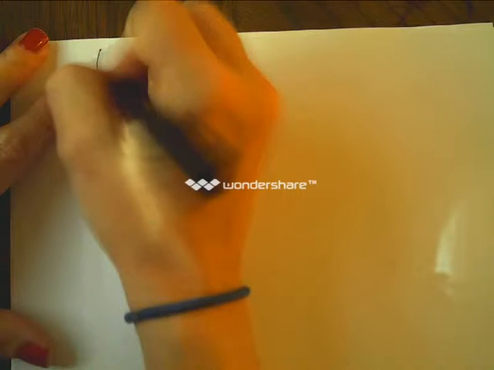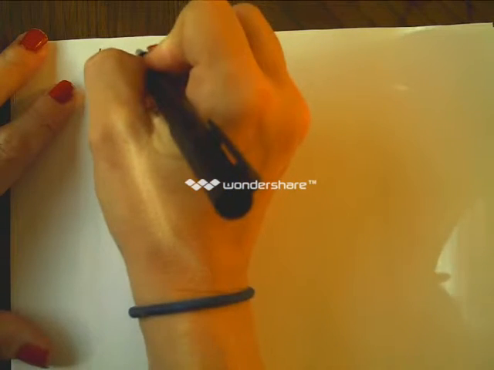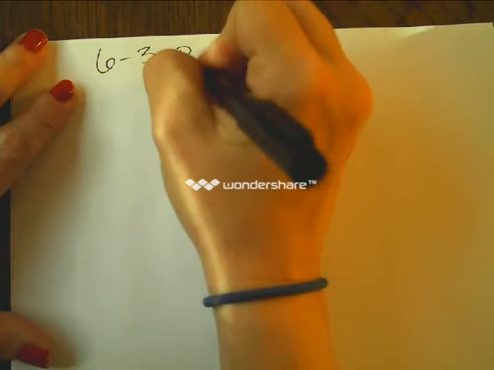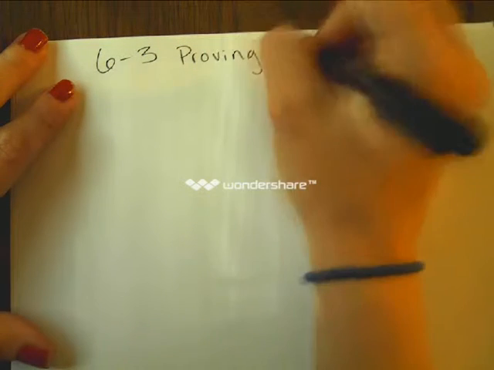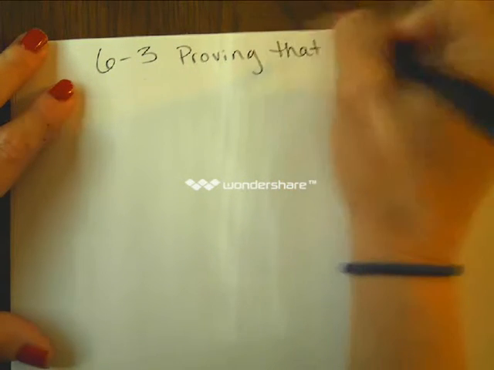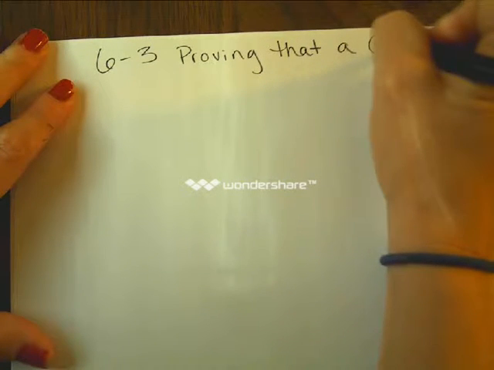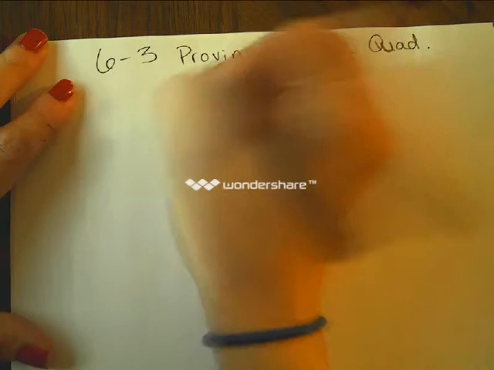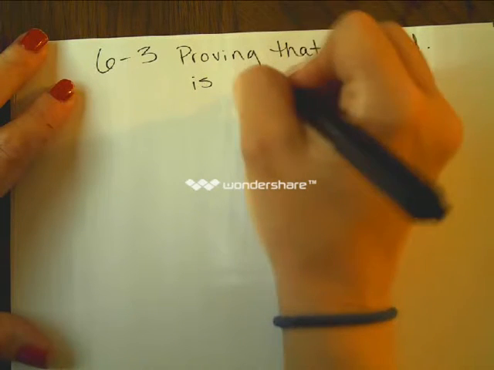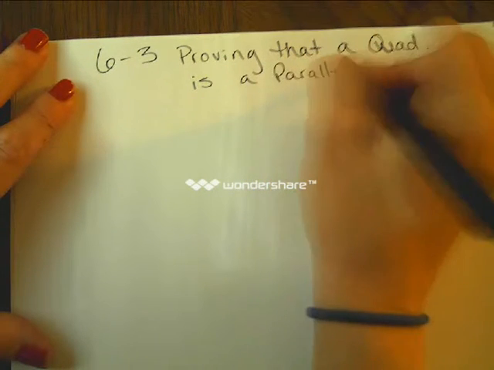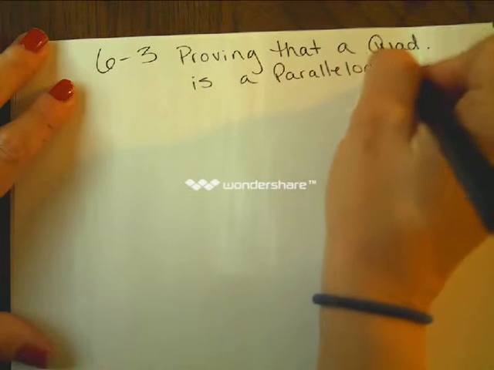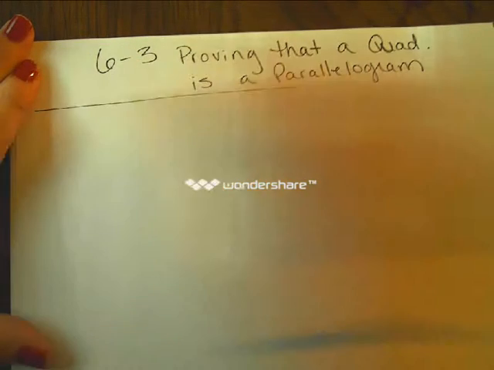Alright, this is section 6-3, proving that a quadrilateral is a parallelogram. Okay. There are no new theorems in this section.